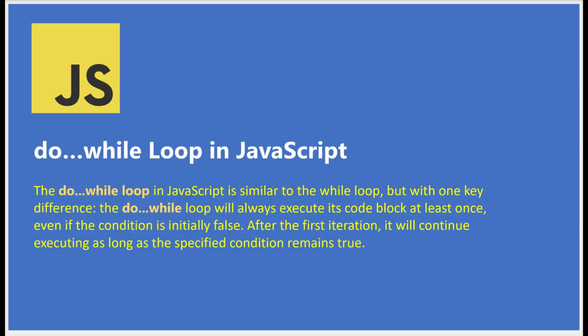Ever wondered how a do-while loop works in JavaScript? It's a fascinating concept that takes the while loop up a notch. First things first, let's demystify the do-while loop. It's eerily similar to the while loop, but it comes with a surprise. The do-while loop will always execute its code block at least once, even if the condition is initially false. After the first iteration, it simply carries on as long as the specified condition remains true.